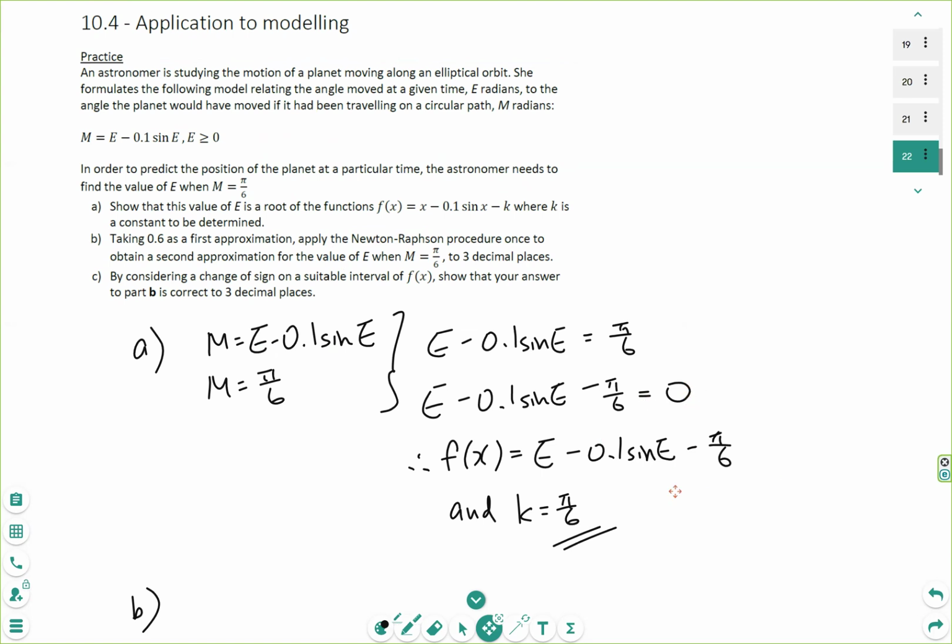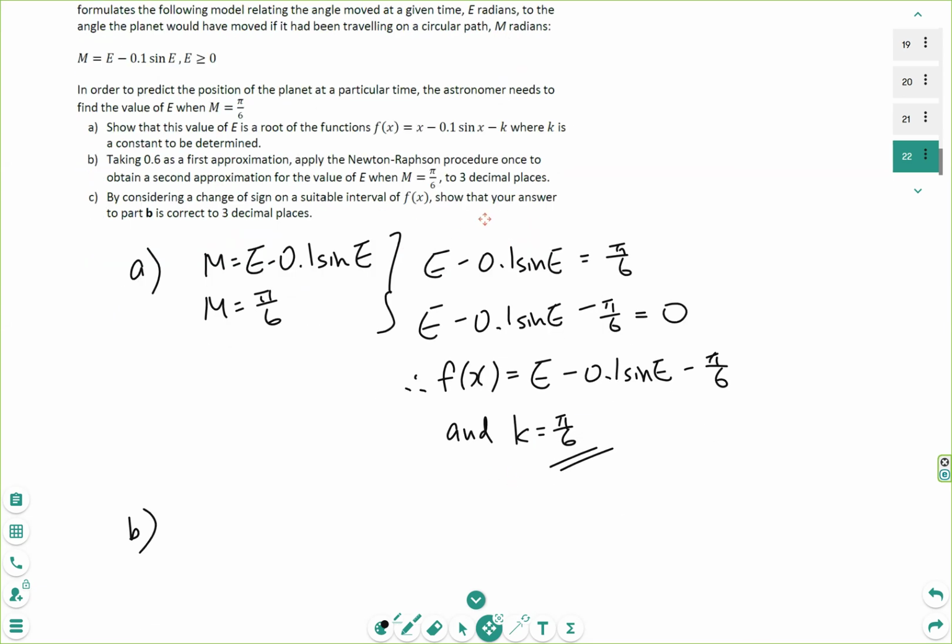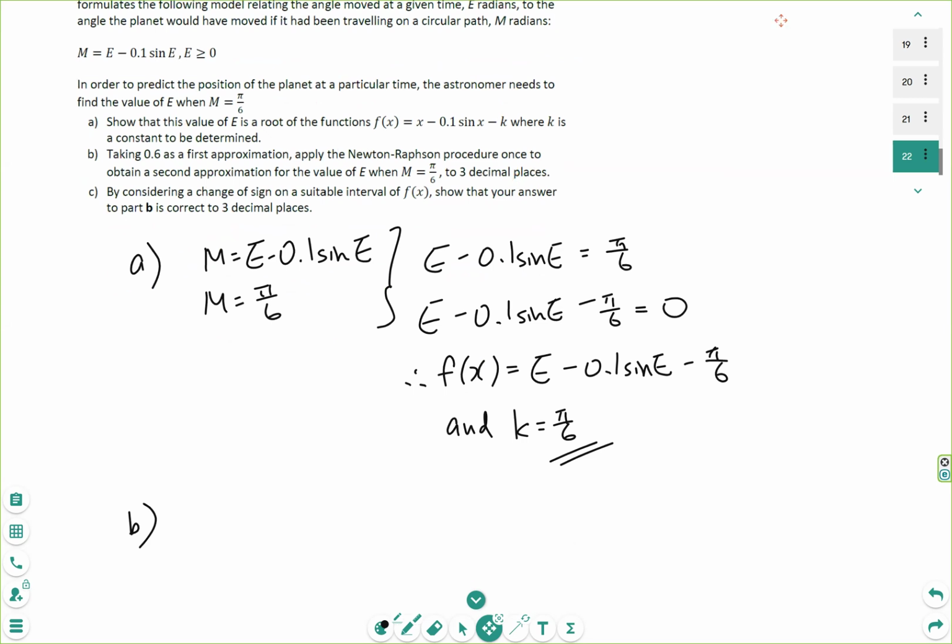Therefore, I rearrange it and look at the question. It's quite similar. It might look quite confusing what you should do, however now you should know what to do. Okay, and k equals pi over 6, because if you compare my f of x to their equation, you see that's f of x. Once you're happy with this, you've got the equation to start with. You can do part B and hopefully part C as well.